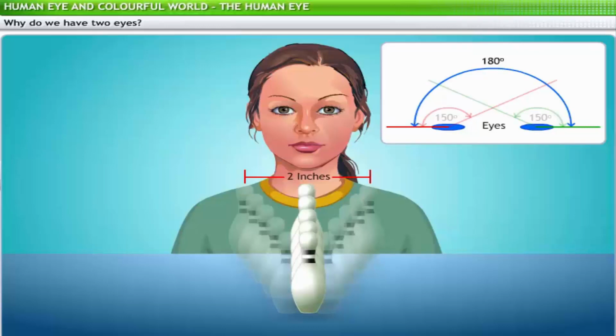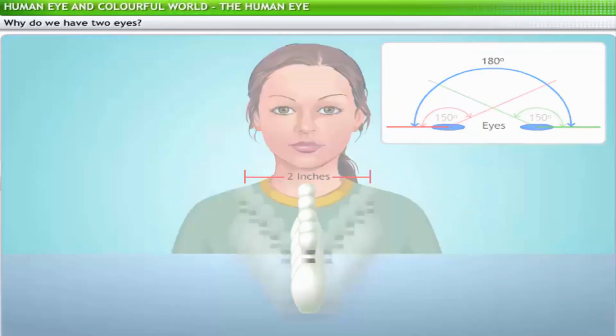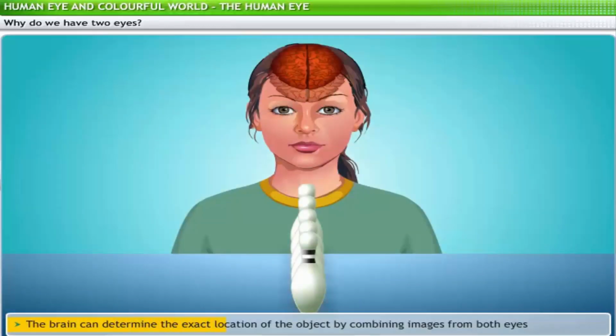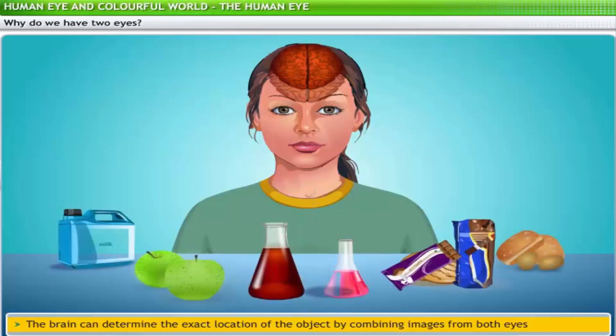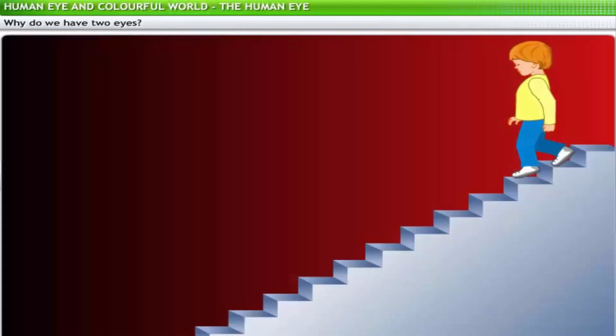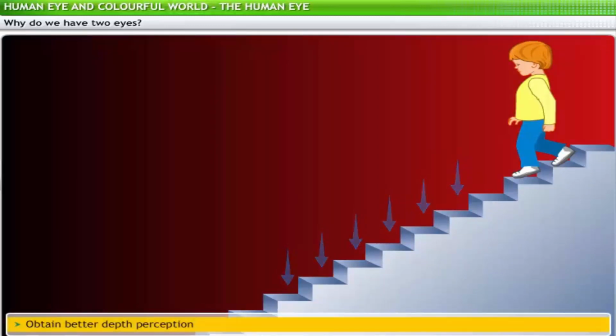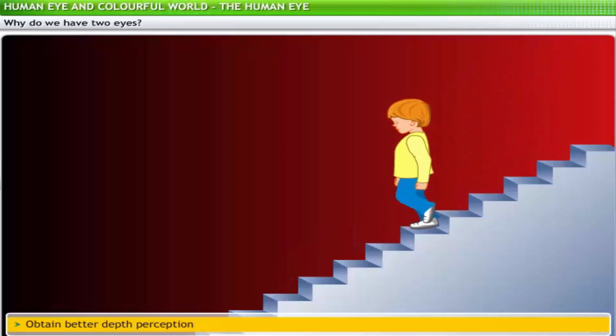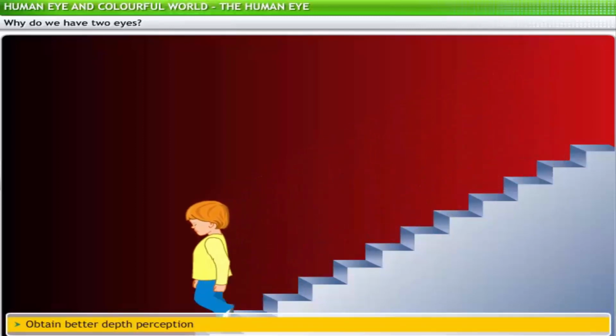This is especially true when an object is close to your eyes. The brain can determine the exact location of the object by combining images from both eyes. This positioning of eyes, known as stereo vision position, helps us to see the maximum possible number of objects around us. Two eyes together provide you the visual ability to see the world in 3 dimensions. That is, they give you the ability to gauge depths. This is very useful while walking or judging distances.